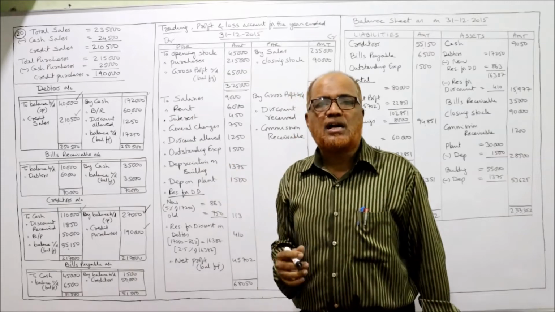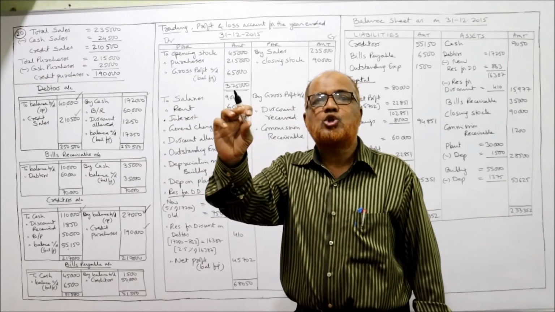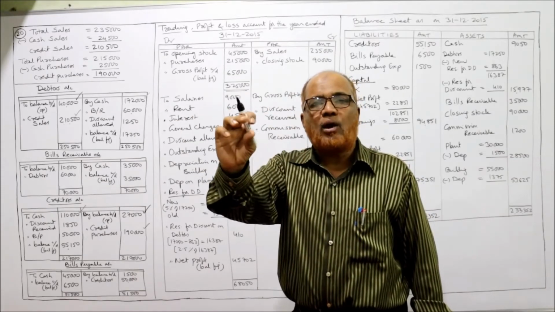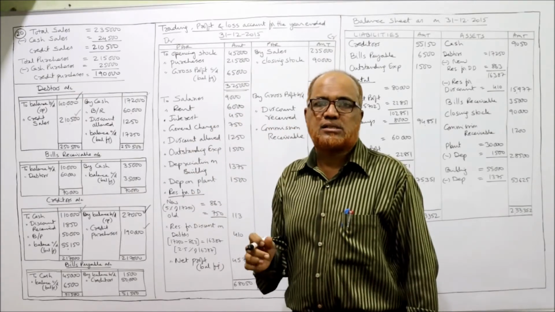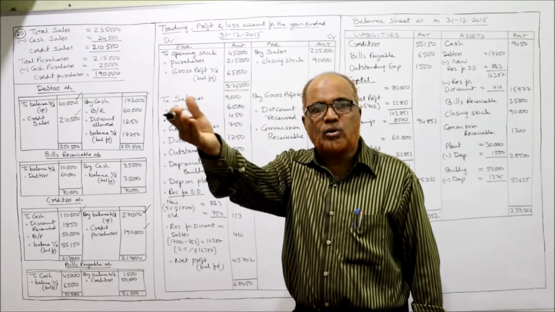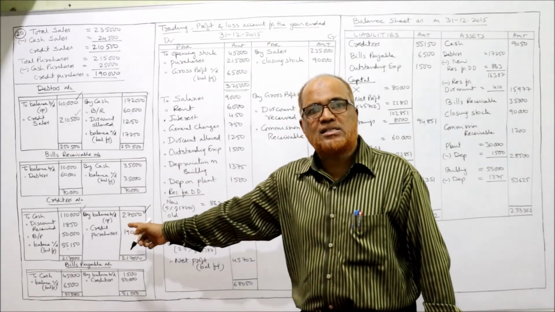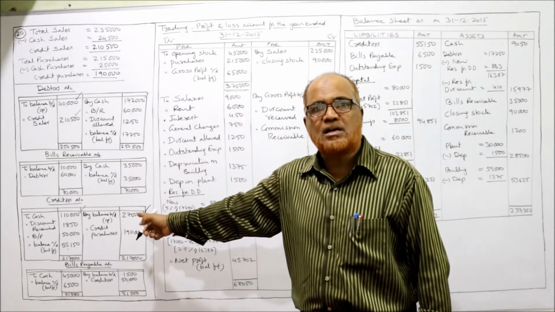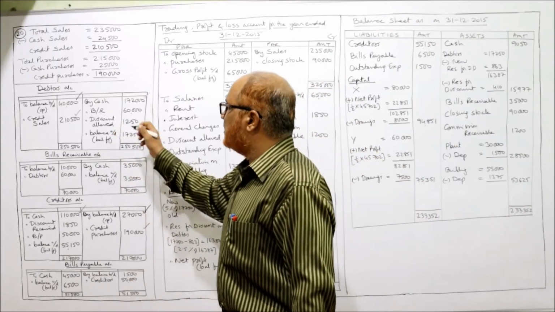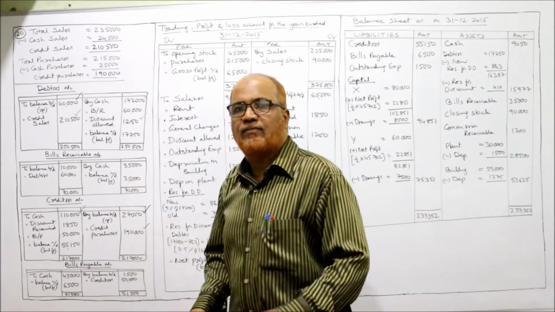Next, discount allowed to customers. When we allow the discount, the discount allowed account should be debited. Discount allowed account debtor to debtors. We are allowing the discount to debtors. So debtors credit side by discount allowed 1,250.